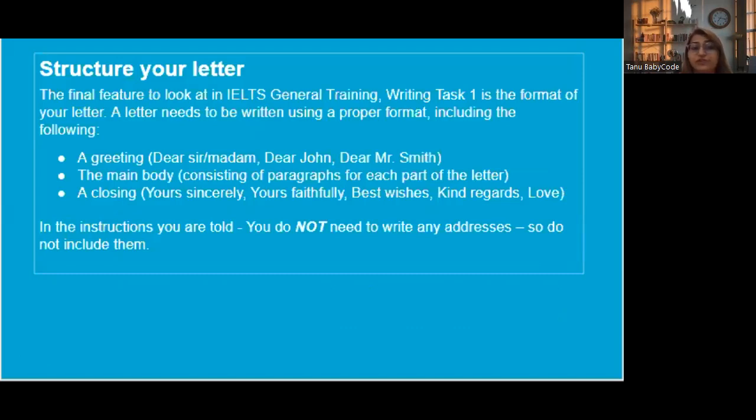Now, structure of your letter. The final feature to look at is the format of your letter. A letter needs to be written using a proper format: greeting, the main body, the closing, right? Do not write any addresses, so do not include them, but the structure has to be very clear and appropriate.